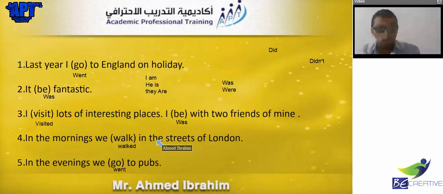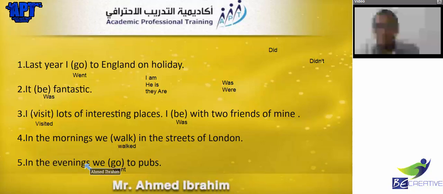In the mornings, we walked in the streets of London. This sentence we have here is called affirmative, a normal one. If I wanted to make it in the negative form, two steps. I add didn't, and I make this verb in the infinitive form. So it will turn from we walked in the streets of London to we didn't walk in the streets of London.